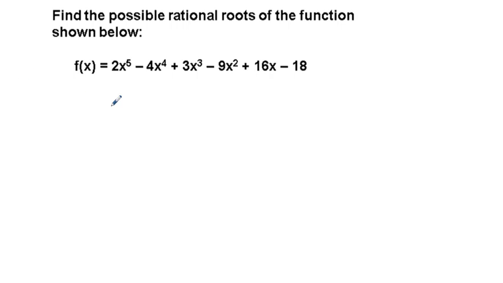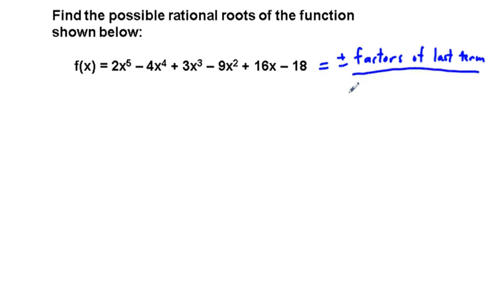Next, find the possible rational roots of the function shown below. And I don't know exactly what it looked like, but what you have for the rational roots theorem says the rational roots are equal to plus or minus factors of the last term, divided by plus or minus factors of the first term.